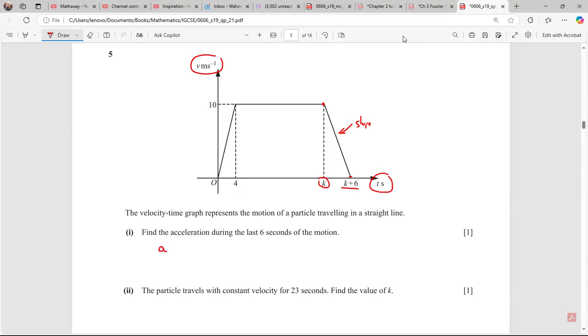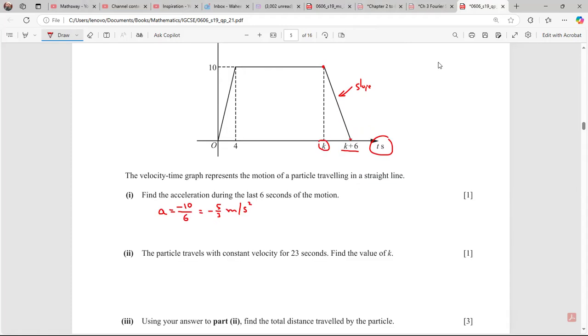Acceleration is a slope, so it is going to be delta y over delta x. Delta y is minus 10, and divided by delta x is 6. So it is minus 5 by 3 meter per second square. Okay, I hope this is very clear. Now let's move to the next part.